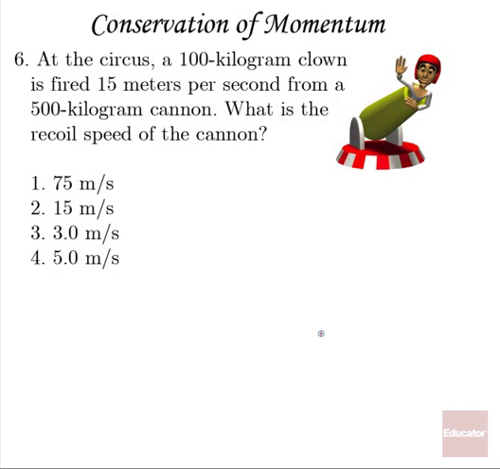Number 6. At the circus, a 100-kilogram clown is fired 15 meters per second from a 500-kilogram cannon. What is the recoil speed of the cannon? All right, well, here we have a clown and a cannon. We'll make our row for total. We've got momentum before and momentum after.